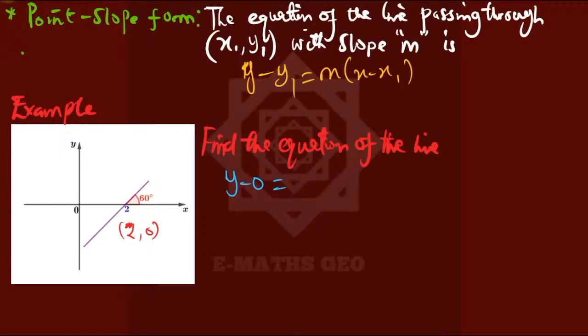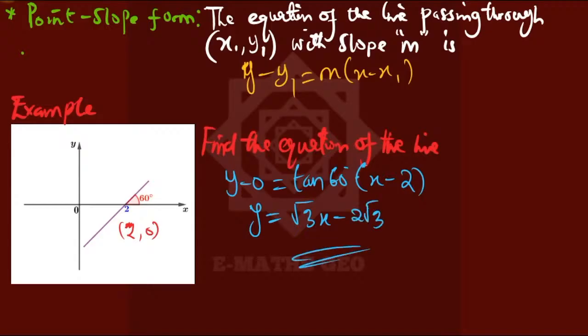From here, we are given an angle. And remember, we can get the slope as tan of the angle made by the line with the x-axis. So this is tan 60 times x minus 2. So do you get m? The slope of a line is always the tan of the angle made by the line with the x-axis. So we have y equals root 3 times x is root 3x, root 3 times that is minus 2 root 3. So that's the point slope form of the equation of a line. You'll be given a point and also the slope of the line.